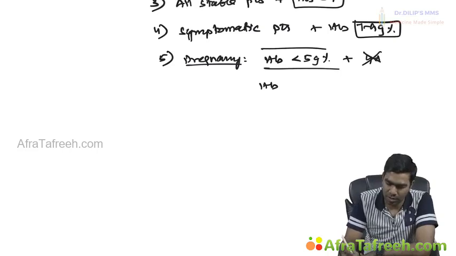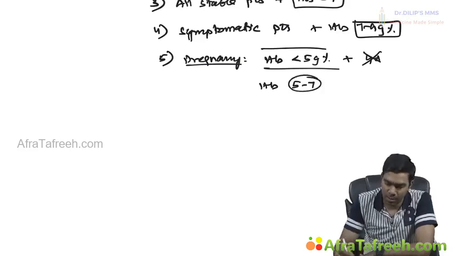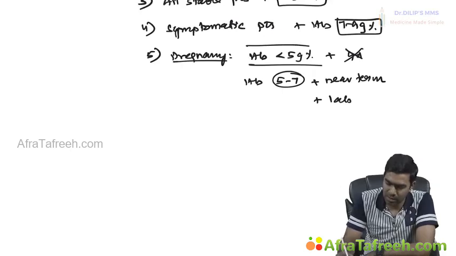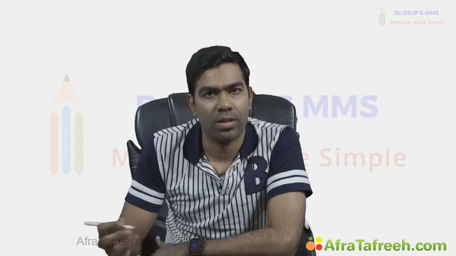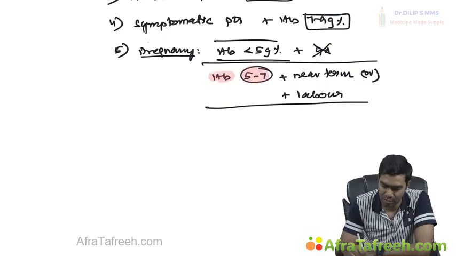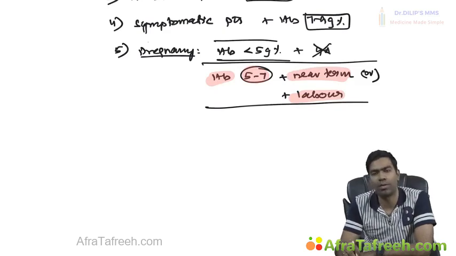If the hemoglobin is in the range of 5 to 7, plus the patient is near term, or already in labor, in these settings you definitely have to give blood transfusion. Remember, if the patient is in the 7 to 9 range plus near term, you ideally go for IV iron infusions, which becomes the indication for IV iron. But if the patient has a hemoglobin of 5 to 7 and is near term, or in active labor, then you go for blood transfusion.